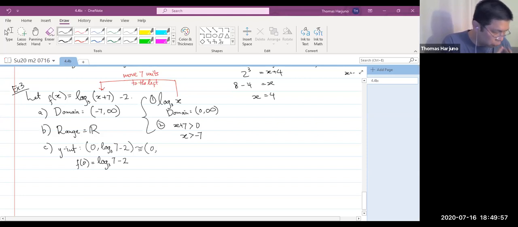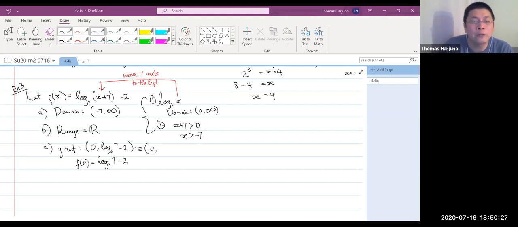Let me teach you how to use our calculator first. I wonder if our textbook actually teaches that part. Yeah, our textbook does not teach us how to use the calculator for this, so I have to teach you separately. Now, here's the thing.